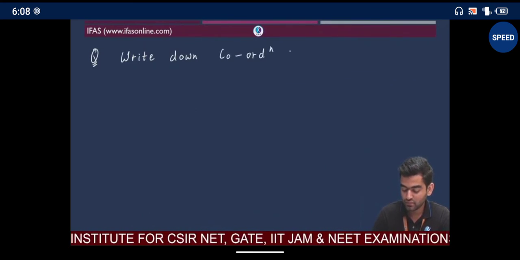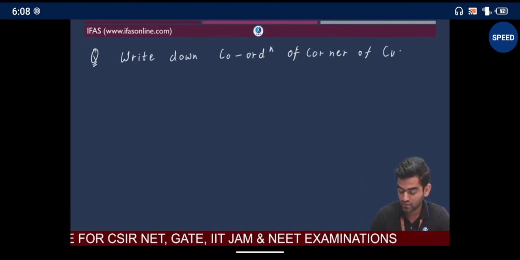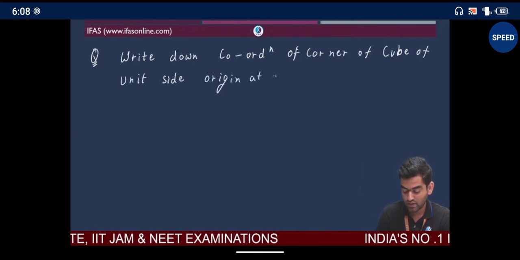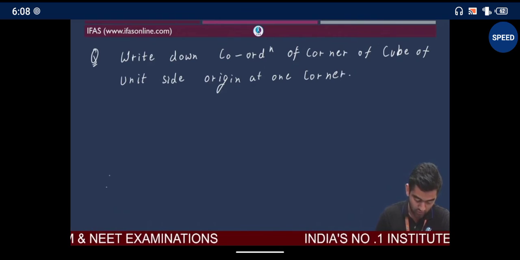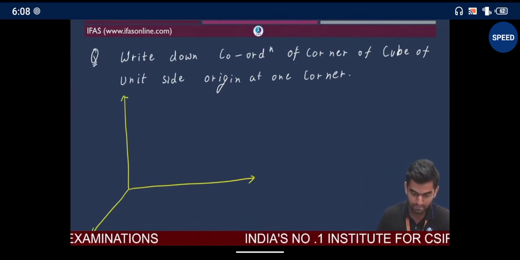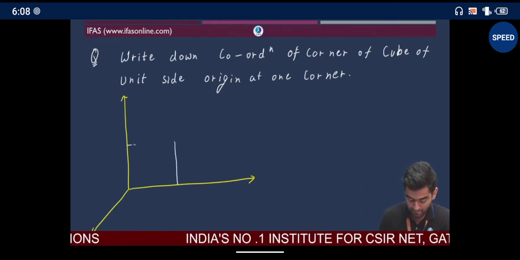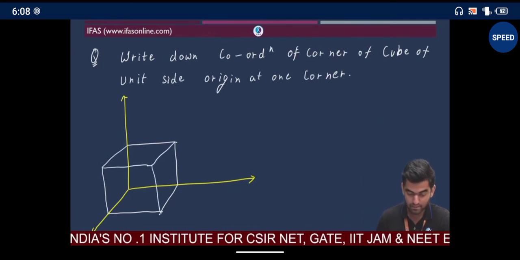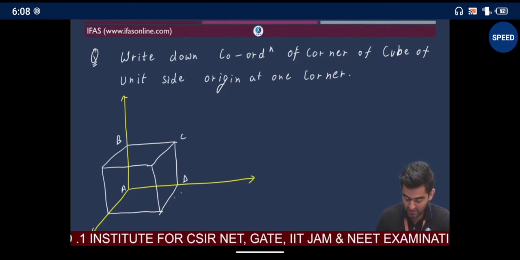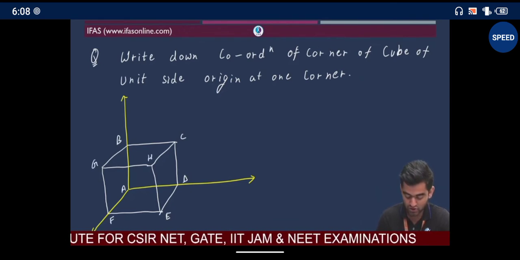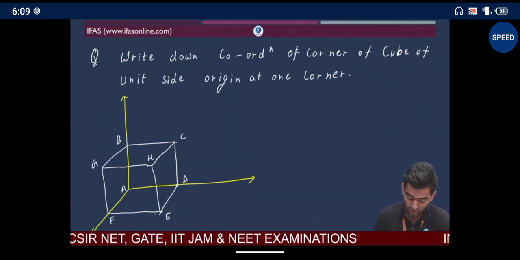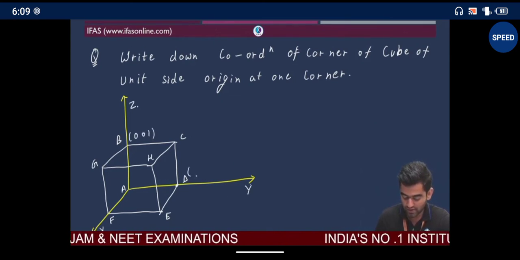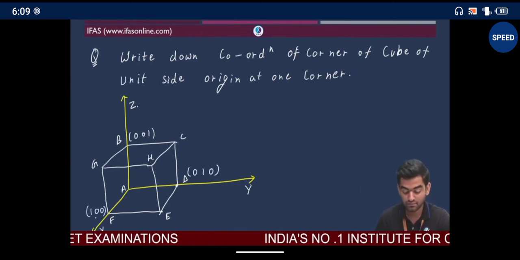Now write down the coordinates of the corners of a cube of unit side with the origin at one point. Let's say there is some cube, like this. Let me name the points A, B, C, D, and then E, F, G. You have to name all the points here. Now this point is along the y-axis, this along the x-axis, and this along the z-axis. So this point is 0, 0, 1. This point is 0, 1, 0, and this point is 1, 0, 0.